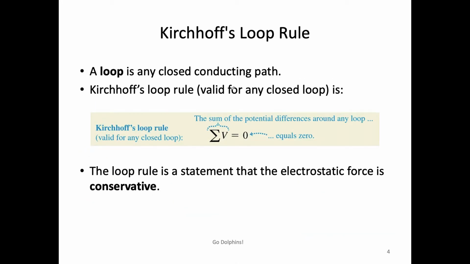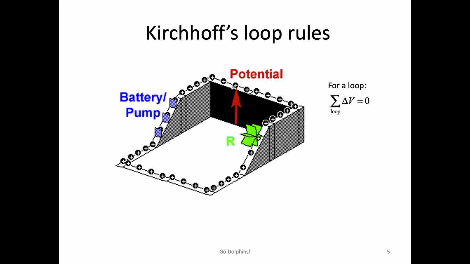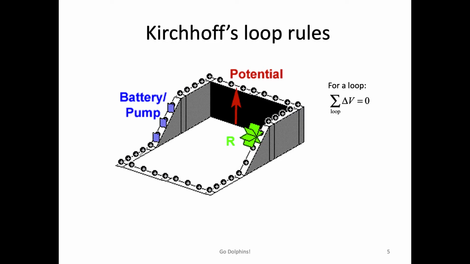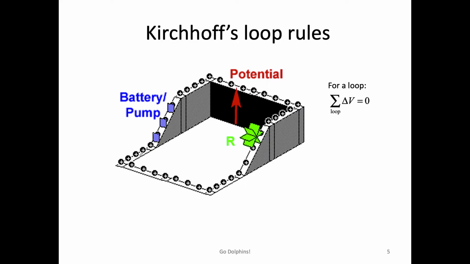Another rule is called Kirchhoff's loop rule: if you have a loop in the circuit, the sum of the potential differences around the loop should equal zero. This statement is consistent with energy conservation, which also says the electric force is a conservative force. Now, this is a cartoon illustration of how we should understand Kirchhoff's loop rule.